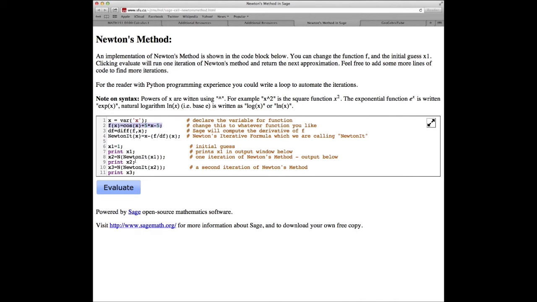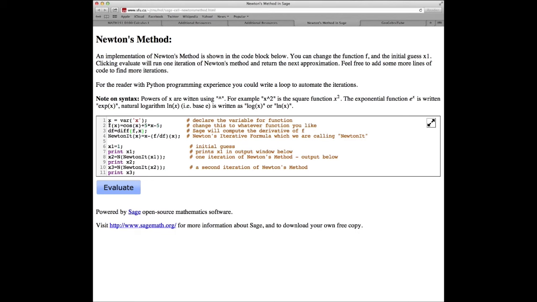And there's a little scripting window in here. It's a Sage single cell. So what it's doing is it's taking whatever you type into here and sending it to a server that's running the mathematical software package Sage on it. It'll do the calculations on that server and then send the information back.